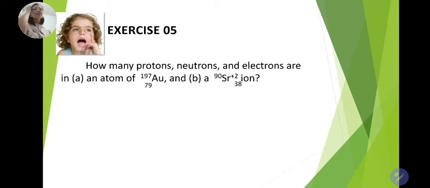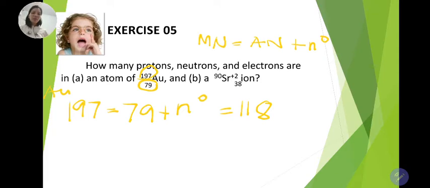Okay, so for our exercise, let's try this. How many protons, neutrons, and electrons are in an atom of, first is gold, and then strontium ion. Okay, so medyo mahirap yung sa may ion. Kasi kung mapapansin nyo, meron siyang positive 2 na charge. Ano kayang ibig sabihin yan? Tama ba?